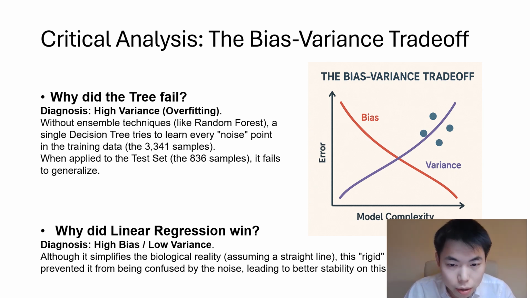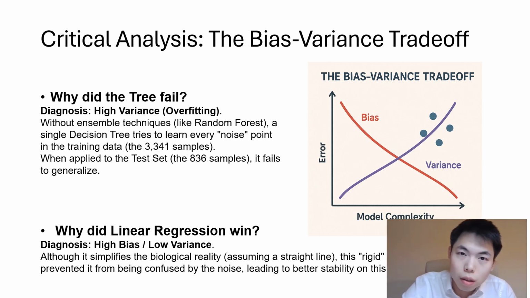On the other hand, the linear regression model succeeded because of its high bias but low variance. It made a rigid assumption that age is linearly related to size, even though this is a simplification of biological reality. This rigidity prevents the model from being confused by the noisy data. In this specific case, simplicity won.